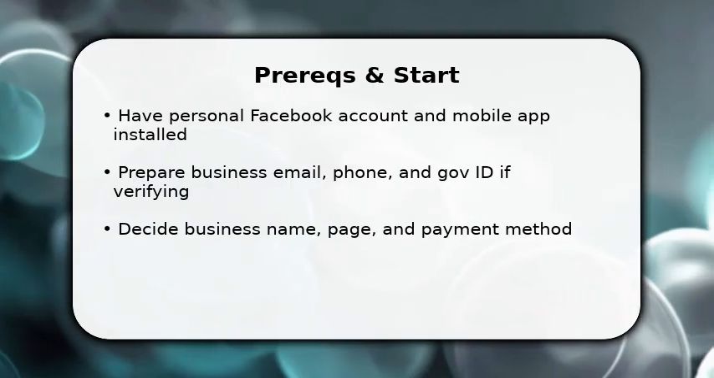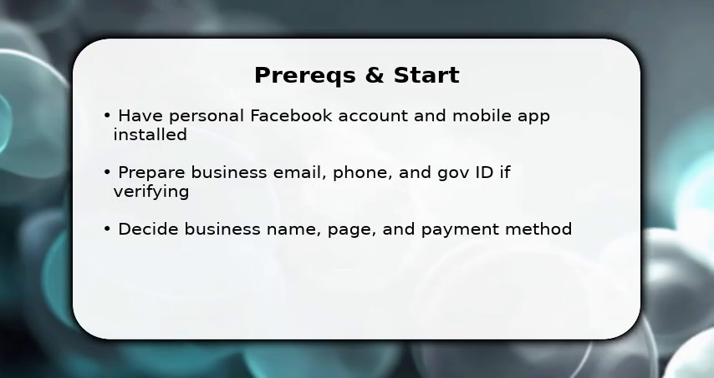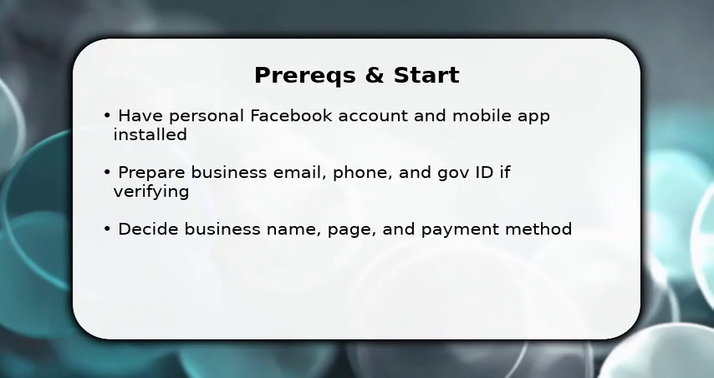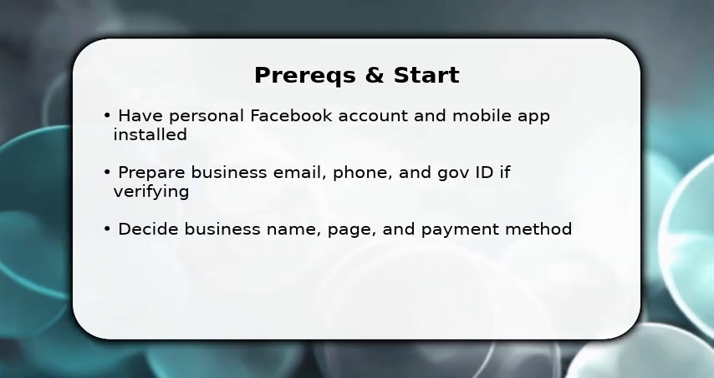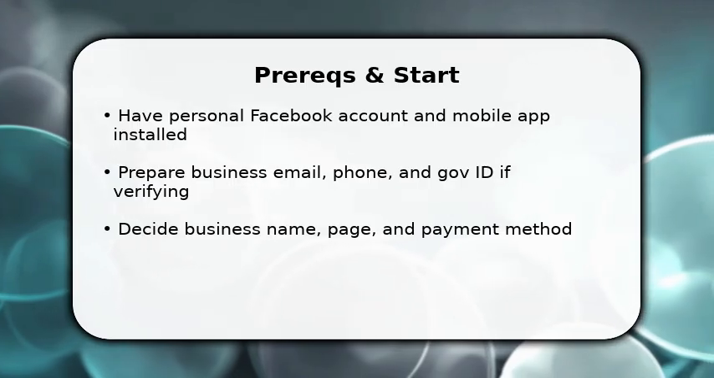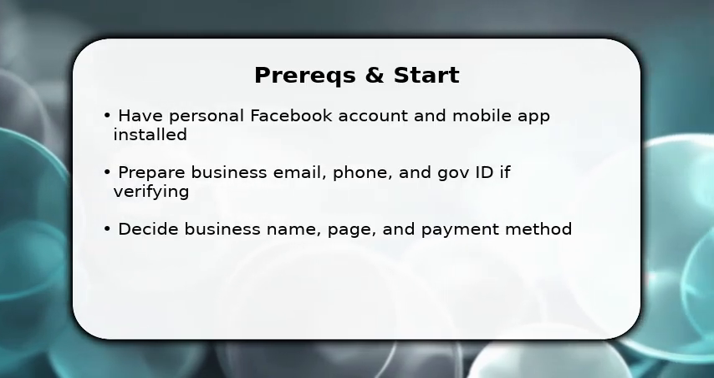You'll begin by confirming prerequisites. You need your personal Facebook logged in on mobile, a business page or plan to create one, and a business email. Open the Facebook app, tap Menu, then Business Suite or Business Manager to start. This is faster than desktop for simple setups.